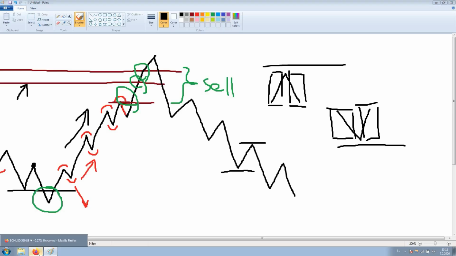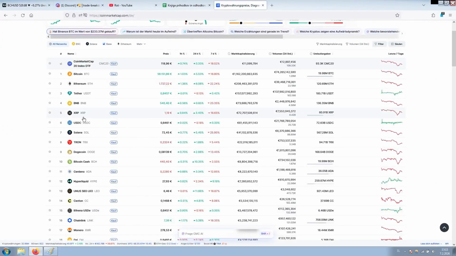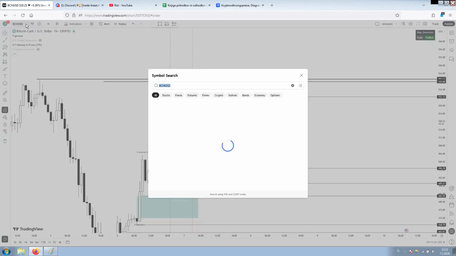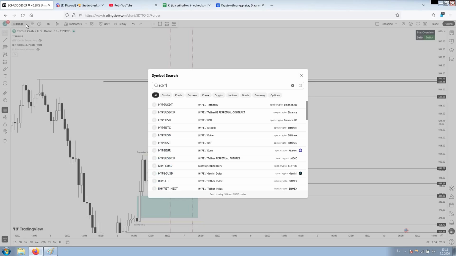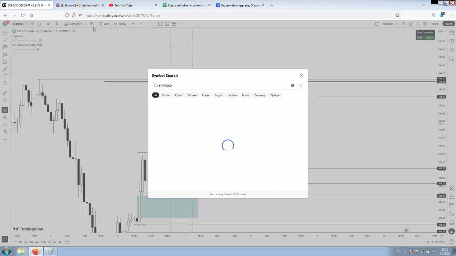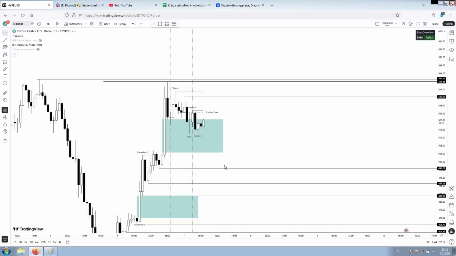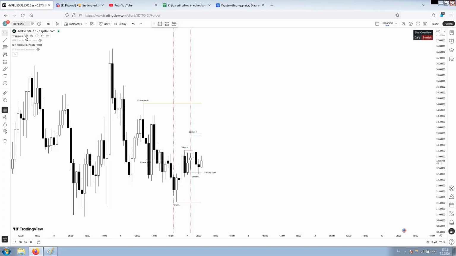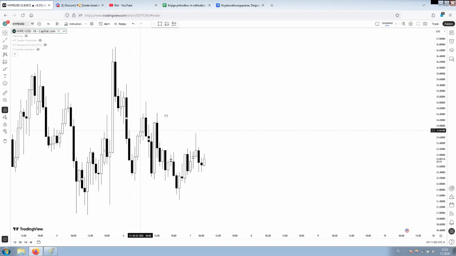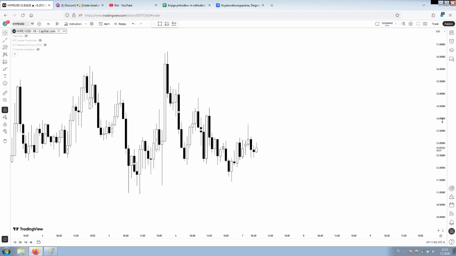So now let's go to the chart and let's choose some random crypto, okay? Because today the normal stock market is closed, so we can use crypto instead. For example, let's use Hyperliquid. So let's go to our TradingView, let's write HYPE USD. Which one are we gonna take? I like to take, let's take Capital.com. All right, let's turn off all the indicators and let's go now on the 1 hour chart.